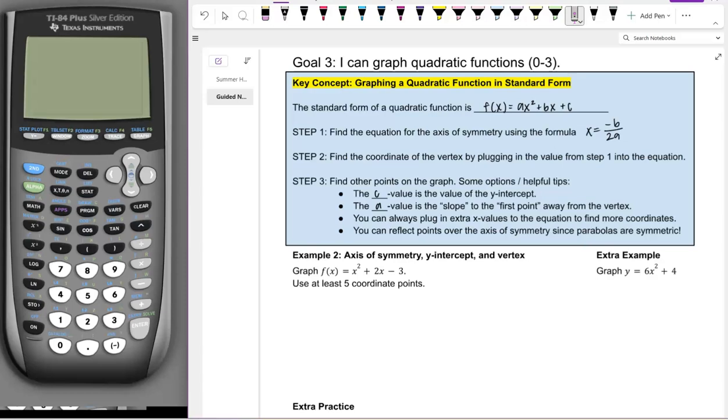And then, other than that, you can always plug in any extra x values into the equation to find more coordinates. And keep in mind that since the parabola has an axis of symmetry, it's the same on both sides. So you can reflect any point that you find over the axis of symmetry to find another point on the other side of the axis of symmetry.